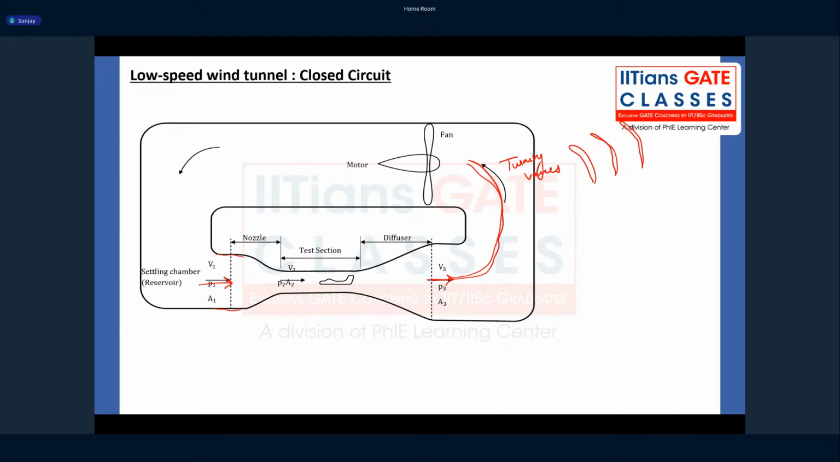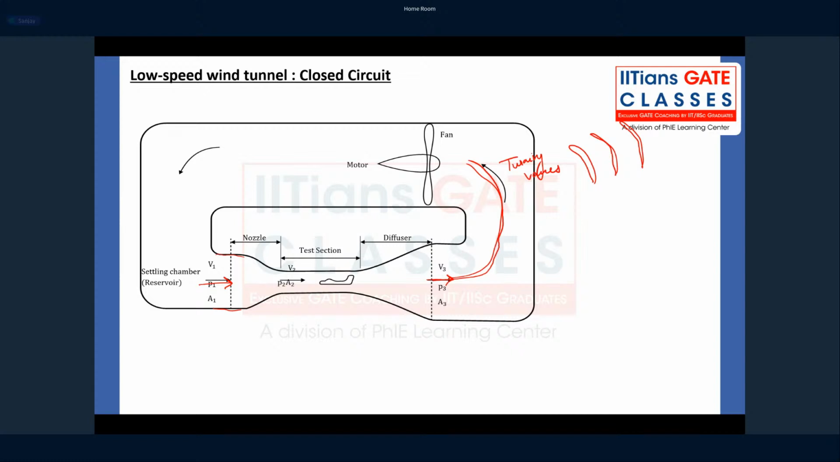You can see from the construction of the closed circuit tunnel that it occupies much more space compared to open circuit. Open circuit is just one huge duct, but here it will occupy the entire room. So the cost of maintenance and operation is much more complicated when it comes to a closed circuit tunnel.